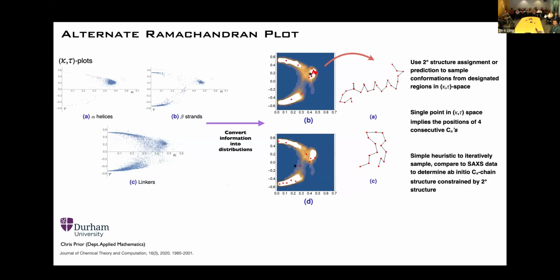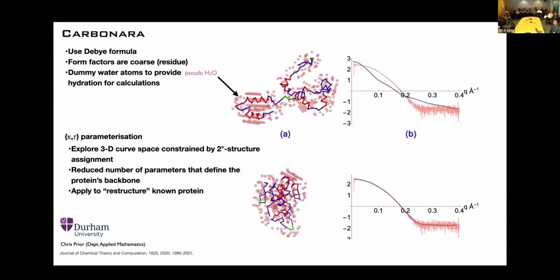And the heuristic is essentially: are we making changes to the structure that improve the SAXS model agreement, right? So the SAXS data is embedded in this the entire time. And this shows you an example. You start off where we provide a secondary structure prediction. We create a random sample of the chain based on that version of the Ramachandran plot.